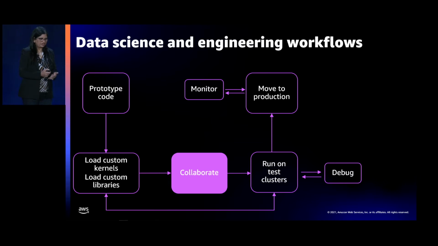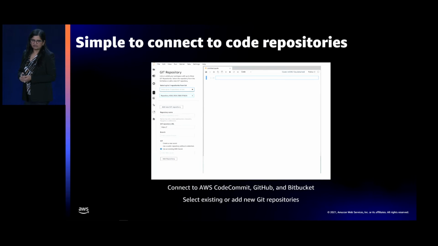And then once you install your favorite kernels and packages, then you want to collaborate. And that is enabled by connecting to AWS CodeCommit, GitHub, or Bitbucket. And you can choose existing Git repos, or you can create new. So this is something that allows you to create your notebooks, upload them to your Git library, and then access them from the comfort of your EMR Studio notebook.